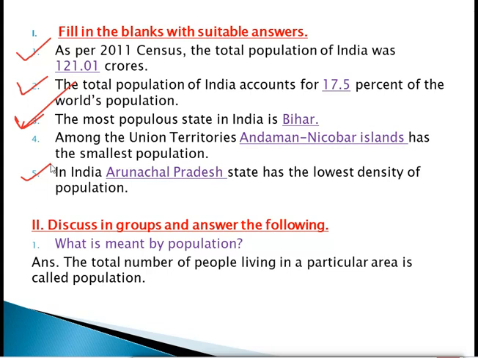Now we are going to discuss the question answers. So what is meant by population? What is the definition of population? The total number of people living in a particular area is called population. For example, the total number of people living in our country, India only, that is called population. If we talk about the total number of people living in the world, that is the world population.